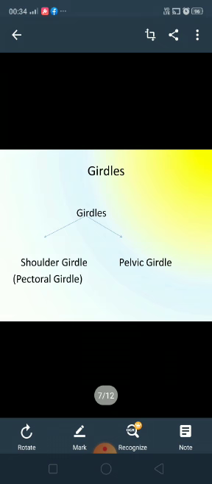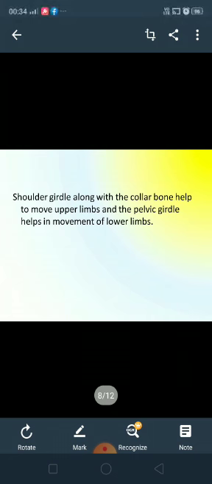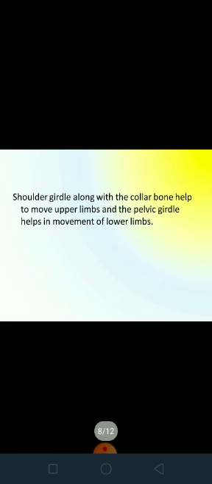Another name for shoulder girdle is pectoral girdle. And shoulder girdle along with the collarbone helps in movement of upper limbs. Upper limbs are our hands, and pelvic girdle helps in movement of lower limbs. Lower limbs are our legs. That means our movement, walking, running, sitting, exercise, lifting things, writing, is possible due to these bones as well as the girdles.